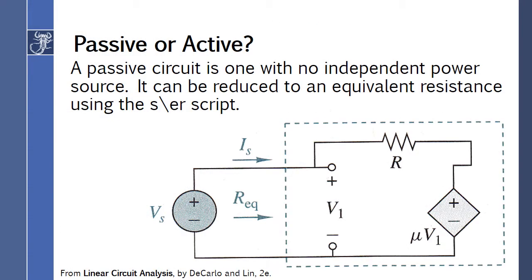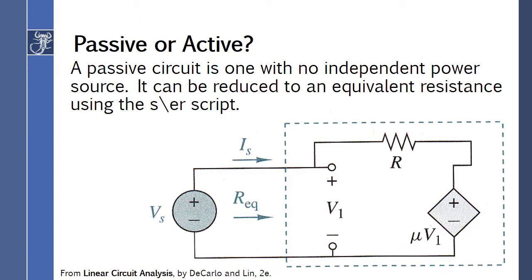When it comes to finding the equivalent of a circuit, it is important to know if it is passive or active. An active circuit has an independent power source. If it doesn't have an independent power source, then it is a passive circuit. For example, consider the circuit within the dotted blue line.